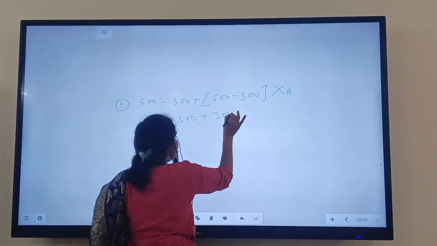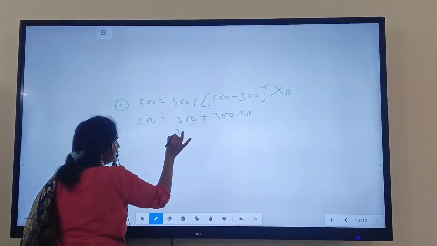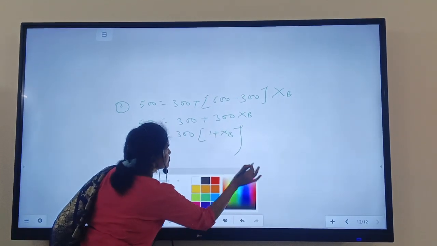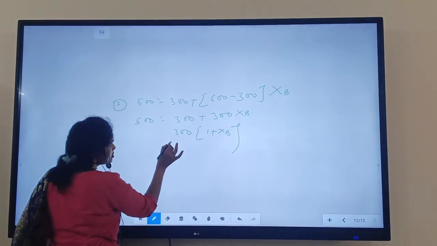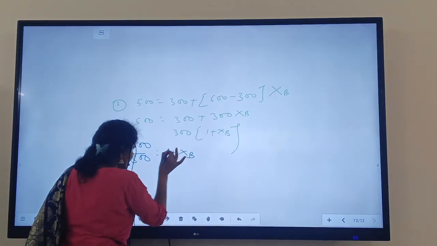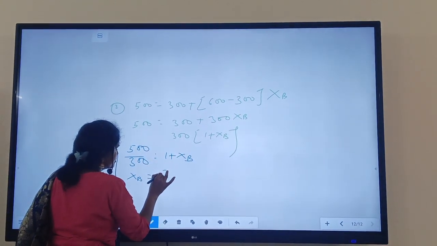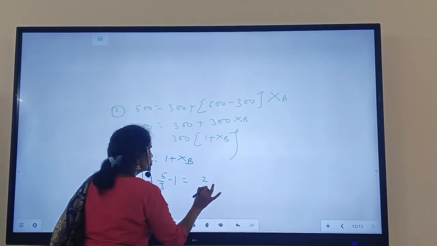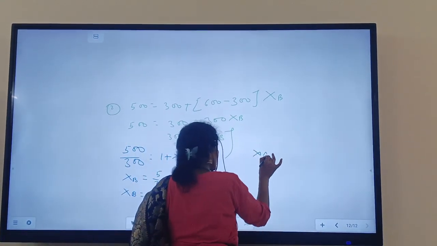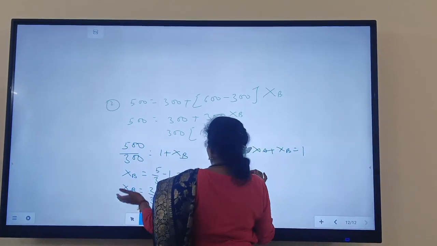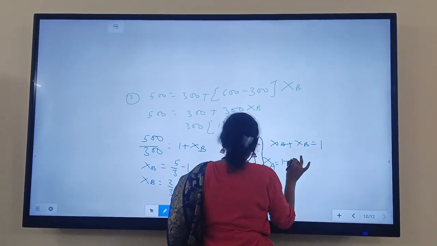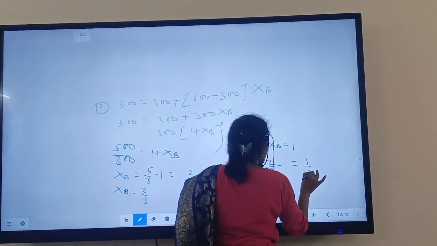300 plus 300 Xb. Take common 300 (1 plus Xb). Right here, 500 upon 300 is equal to 1 plus Xb. Now Xb will be 5 by 3 minus 1, 2 by 3. It means Xb value is 2 by 3. Now you know that Xa plus Xb is equal to 1. That's why Xa is 1 minus Xb, which is 1 minus 2 by 3. Okay, means 1 by 3.